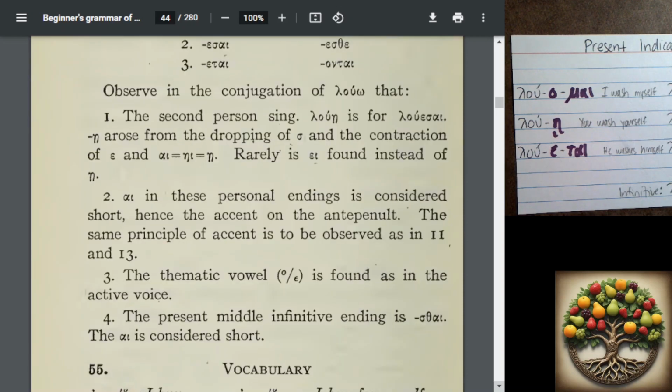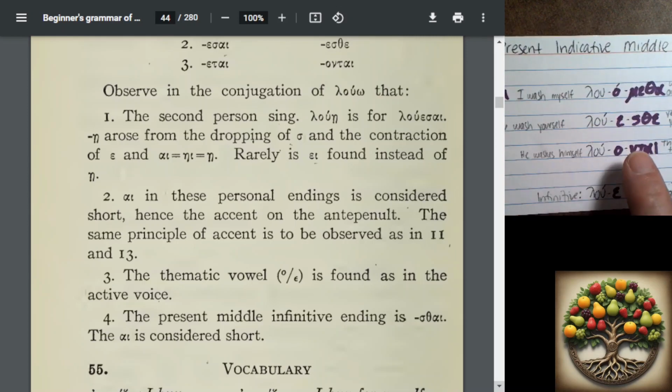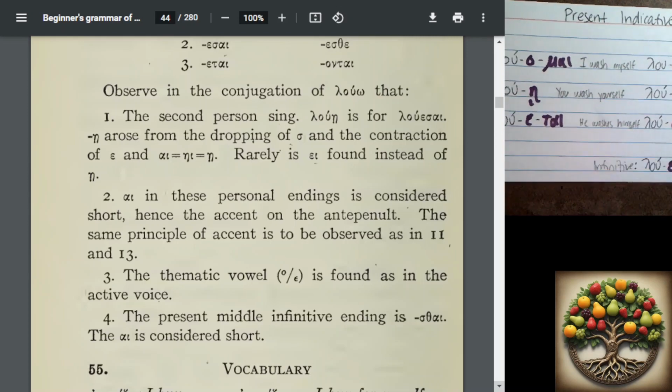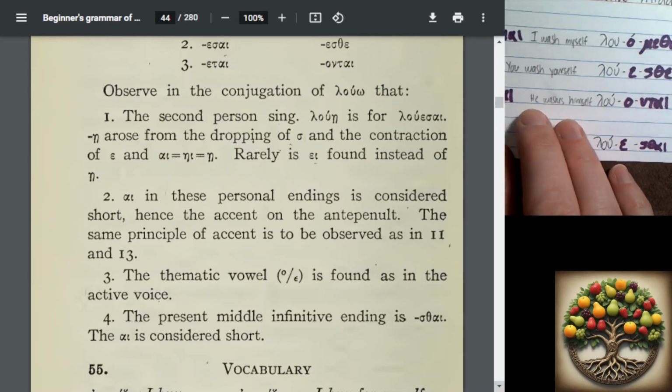The thematic vowel omicron and epsilon is found as in the active voice when we're working with the middle. As you can see, we've put in the letters, the thematic vowels here. And then again, the infinitive ending is sthai, and the AI there is considered to be short.